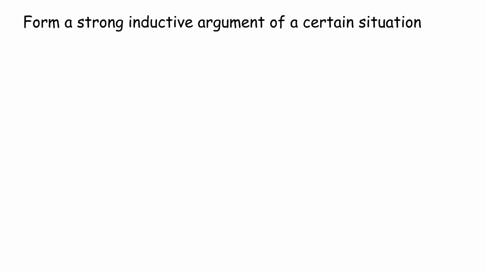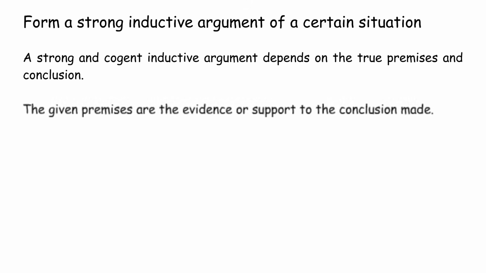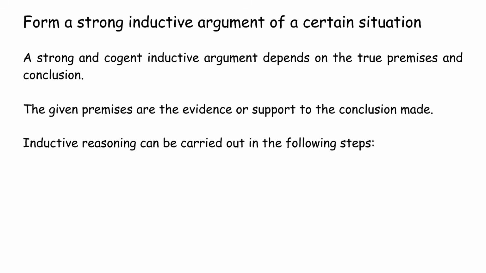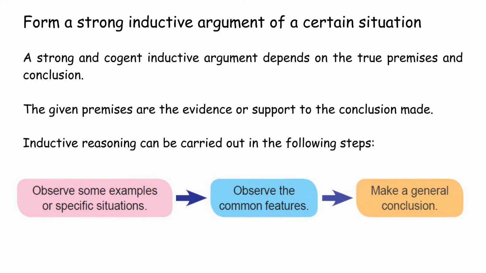Form a strong inductive argument of a certain situation. A strong and cogent inductive argument depends on the true premises and conclusion. The given premises are the evidence or support to the conclusion made. Inductive reasoning can be carried out in the following steps. Observe some examples or specific situations. Observe the common features. Make a general conclusion.